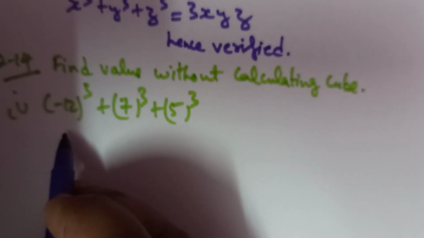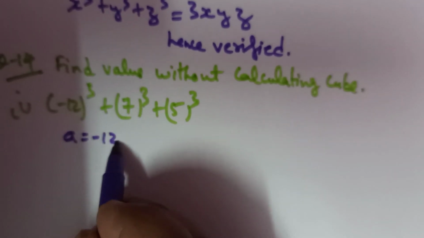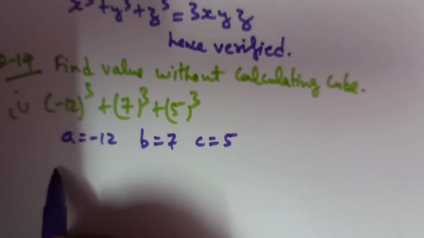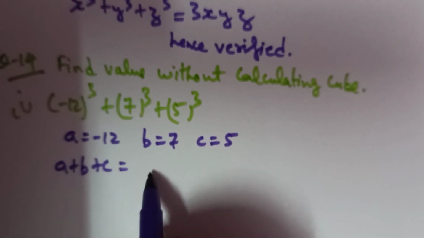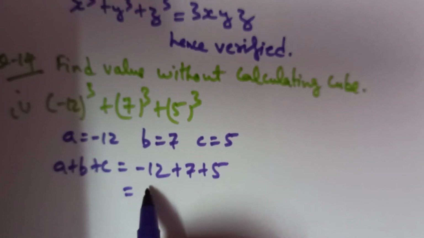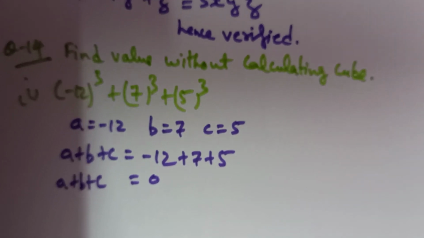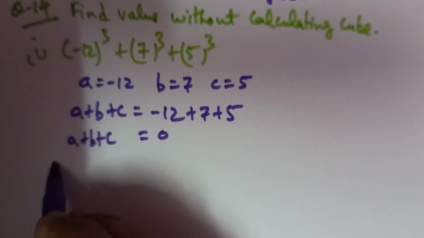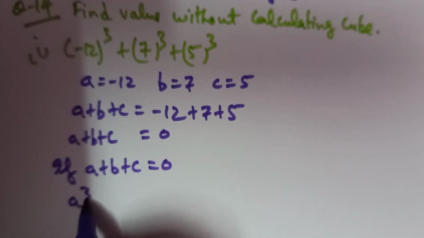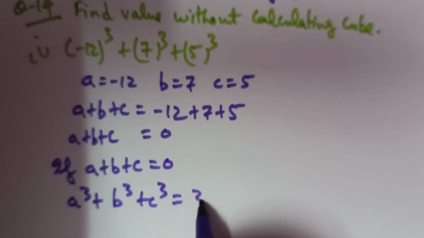So let us check what is the value of a plus b plus c. So a is equal to minus 12, b is equal to 7 and c is equal to 5. Taking a, b, c as this, a plus b plus c will be equal to minus 12 plus 7 plus 5, that is equal to minus 12 plus 12, that is equal to 0. Now we know, as we have done in the previous question, that if a plus b plus c equals 0, then a cube plus b cube plus c cube is equal to 3abc.